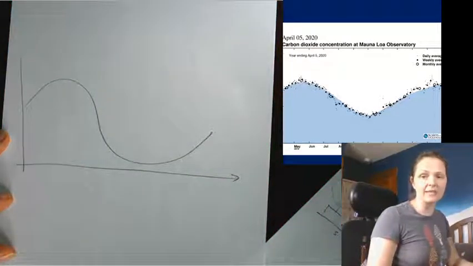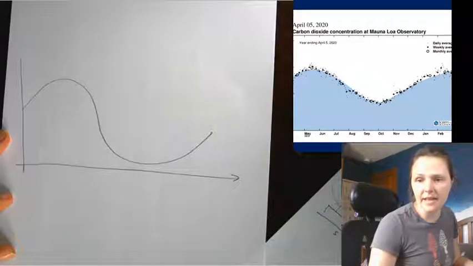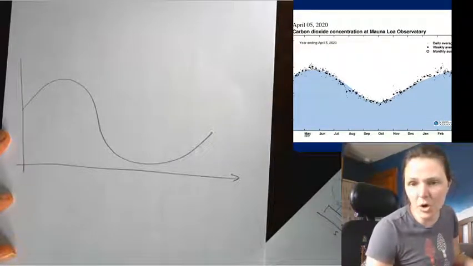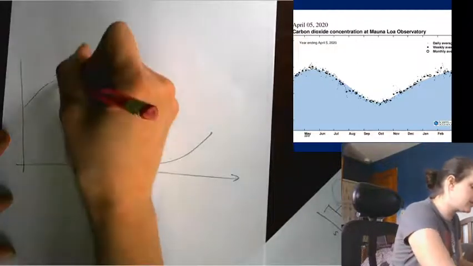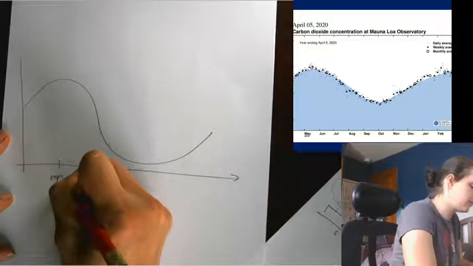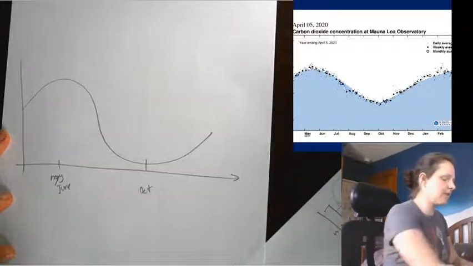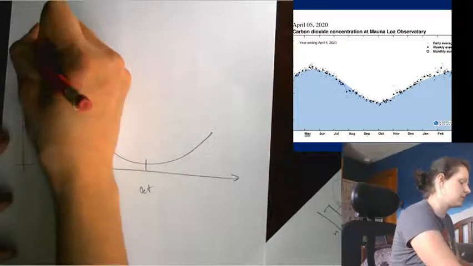So this is where we're at. If I pull this up, it looks like the minimum was in October, the maximum was between May and June. So we'll call this May and June and October. And there we go. And this is CO2 concentrations.